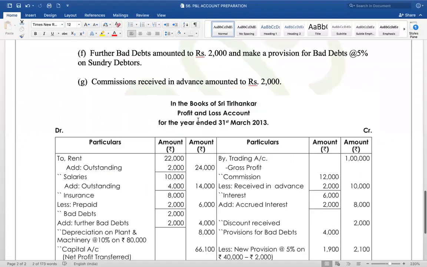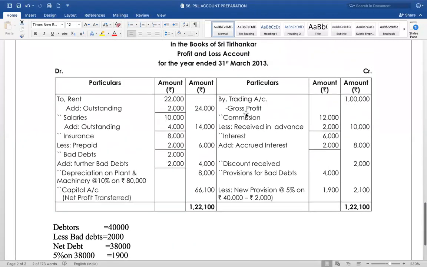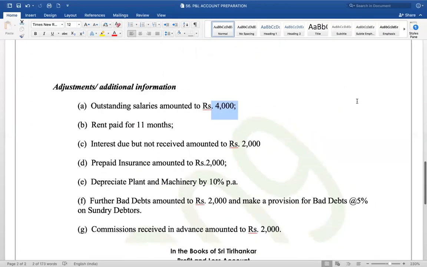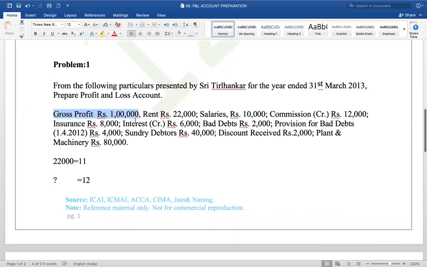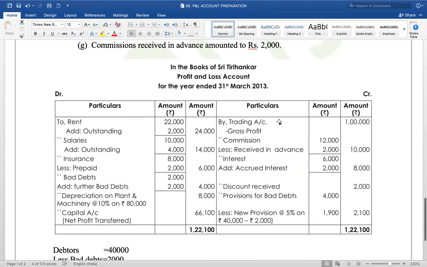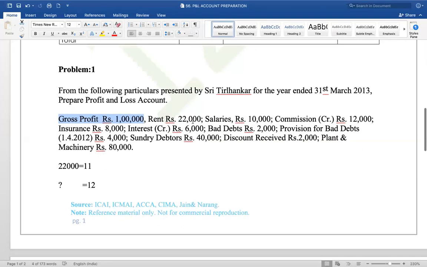This is about salary. And as I told you, what is the first item? Gross profit is the first item. Look at this. Gross profit 1 lakh. When we are starting, we start with gross profit, by trading account in bracket gross profit, or you can also write by gross profit directly, 1 lakh. From there you will start. Next, gross profit and salary are over.